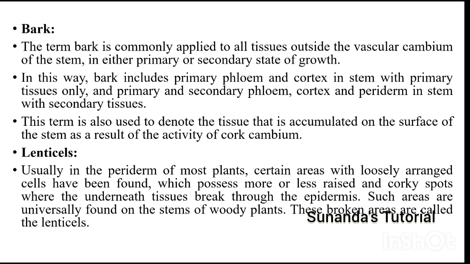Next, what is bark? It is commonly applied to all the tissues outside the vascular cambium of the stem in either primary or secondary growth. So what is lenticel? Actually, you can think of lenticels as secondary stomata. Usually in the periderm of most plants, certain areas with loosely arranged cells are found, which possess more or less raised or corky spots where the underneath tissue breaks through the epidermis. Such areas are universally found in the stem of woody plants. These broken areas are called lenticels.